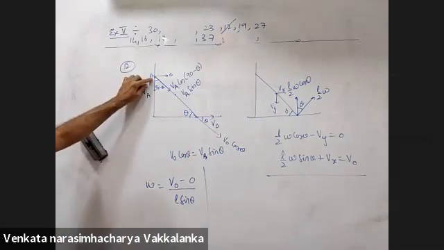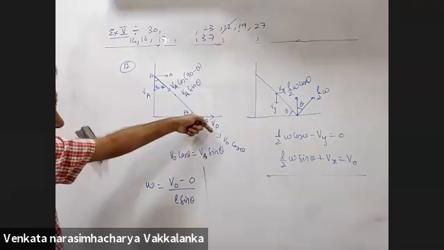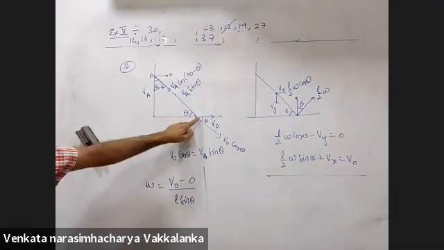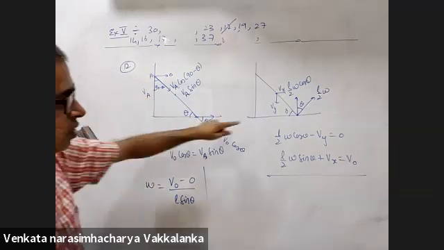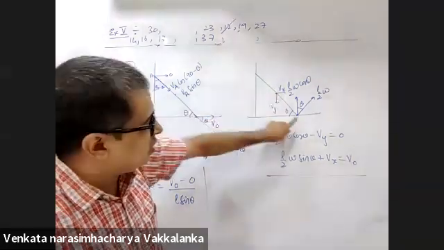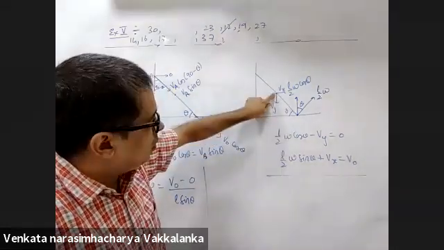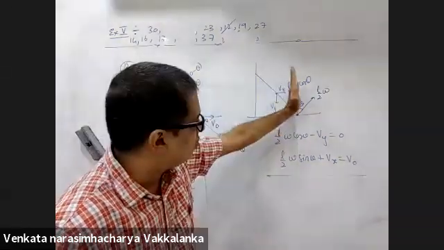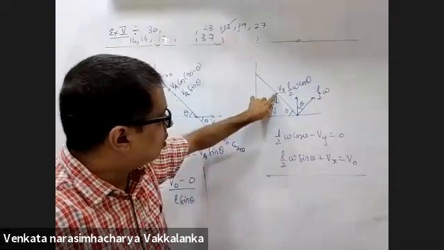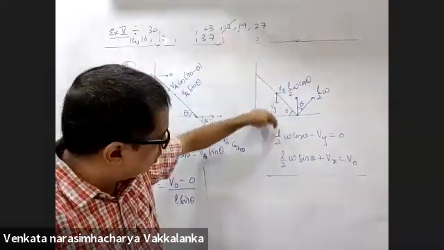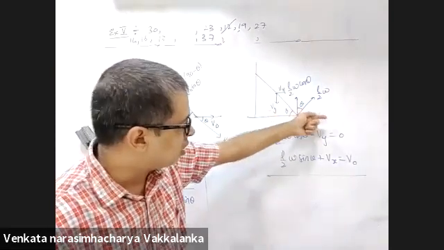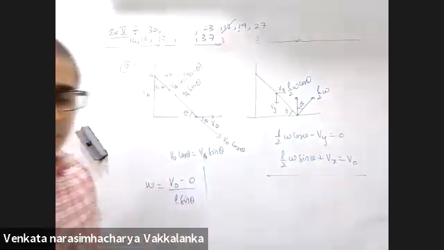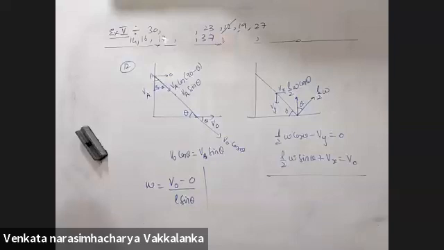How did you get VA? You equated both the velocities along the length. How did you get omega? V naught minus 0 divided by the perpendicular distance. How did you get the velocity of the center of mass? The velocity of this point with respect to the center of mass in the vertical direction, less the velocity of the center of mass with respect to the ground in the vertical direction, sum of both should be 0. In the horizontal direction, the sum of both should be V naught. You will get Vx and Vy.